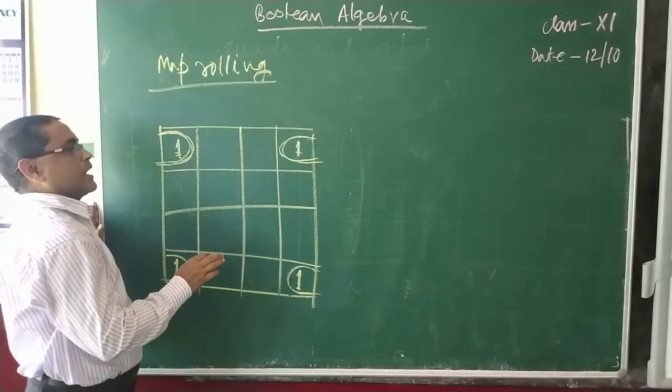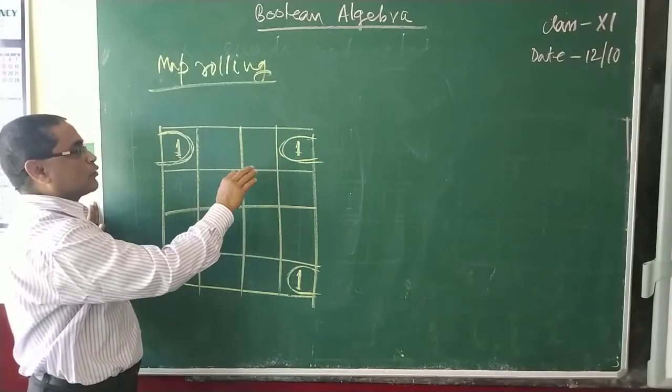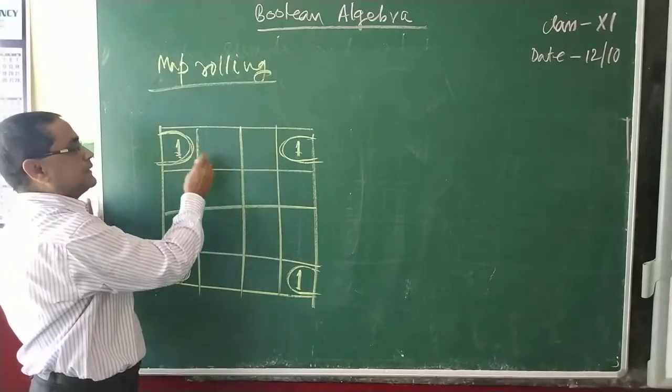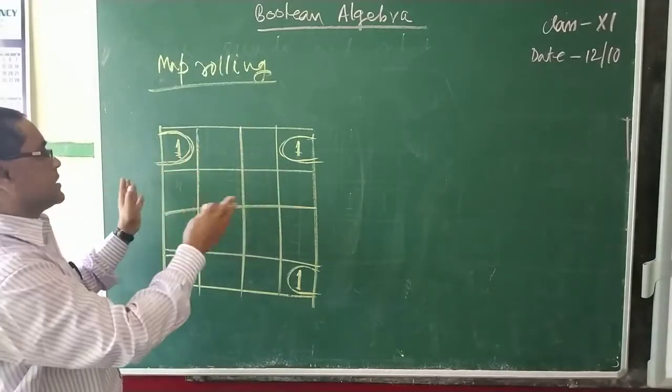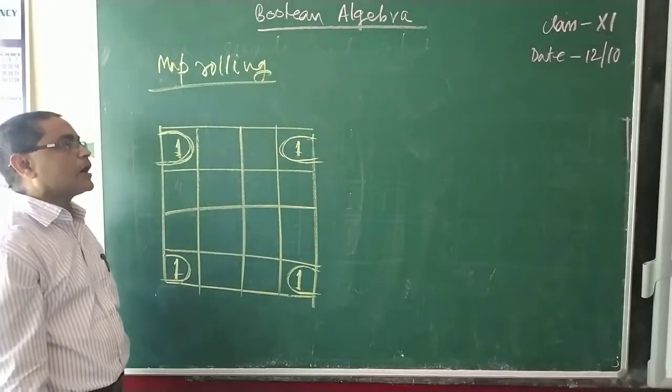This is not a pair or quad in the normal way, but it is a map rolling pair. It is not the normal pair side by side, but if you fold the page, it comes together. This type of concept is called map rolling. Now we are coming to how to solve it.